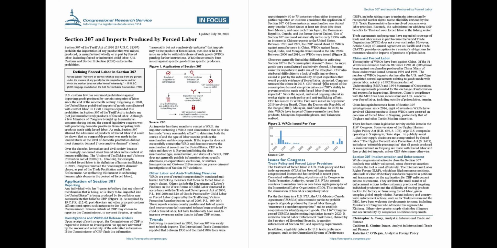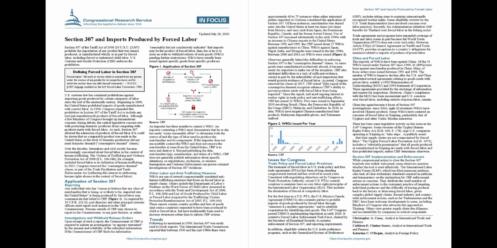There has been some legislative activity on this issue in the 116th Congress. Some versions of the Uyghur Human Rights Policy Act, H.R. 649, S. 178, urge U.S. companies operating in Xinjiang to take steps to publicly assert that their supply chains are not compromised by forced labor. The Uyghur Forced Labor Prevention Act, S. 3471, includes a rebuttable presumption that all goods produced or manufactured in Xinjiang are made with forced labor and thus prohibited imports, unless CBP determines otherwise.